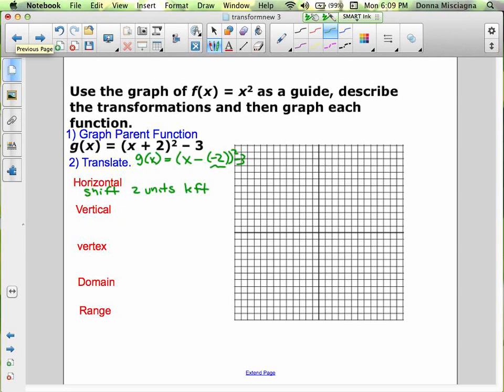What we add to the whole function is our vertical translation. Right? So we see a minus 3. So that means we're going to shift the graph 3 units down. That means the vertex, if we're shifting 2 units to the left, the x-coordinate will be negative 2. If we're shifting 3 units down, it means the y-coordinate of the vertex will be negative 3.